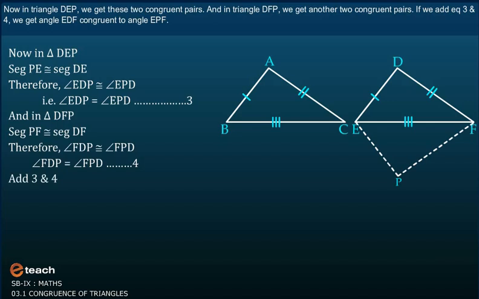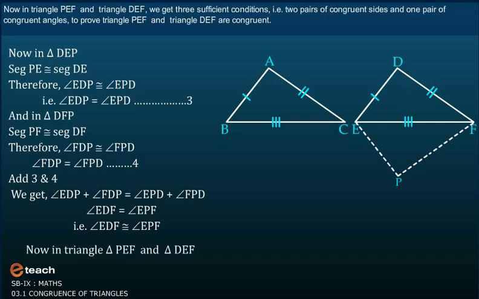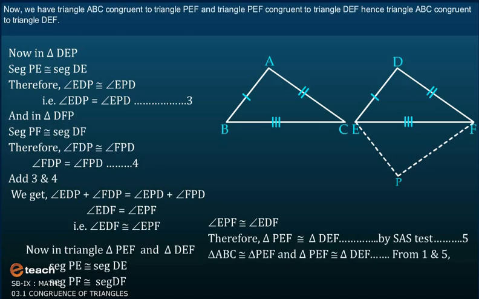If we add equations 3 and 4, we get angle EDF is congruent to angle EPF. Now in triangle PEF and triangle DEF, we get three sufficient conditions, that is, two pairs of congruent sides and one pair of congruent angles, to prove triangle PEF and triangle DEF are congruent. Now we have triangle ABC is congruent to triangle PEF and triangle PEF is congruent to triangle DEF. Hence, triangle ABC is congruent to triangle DEF.